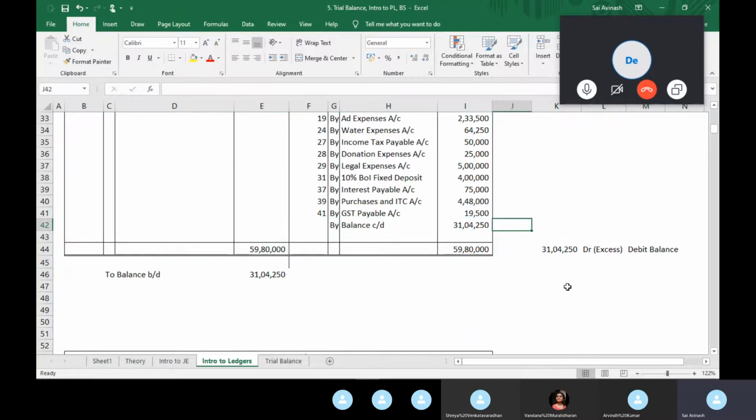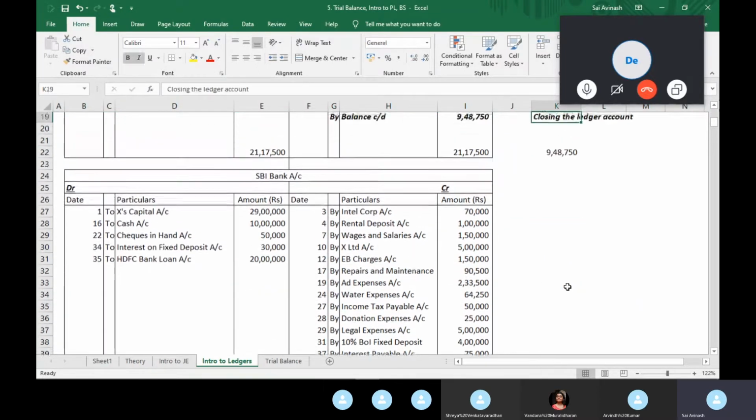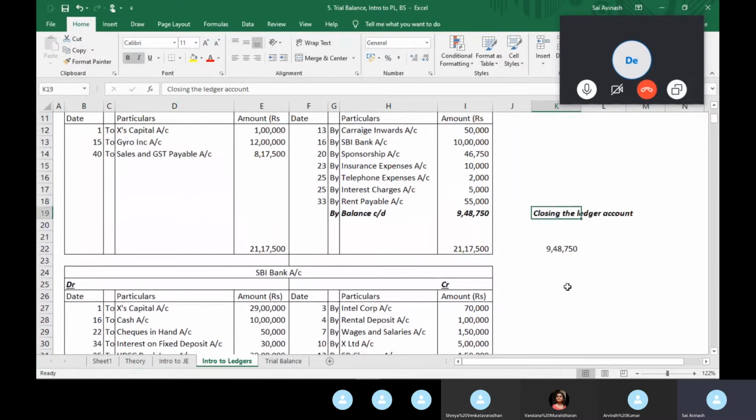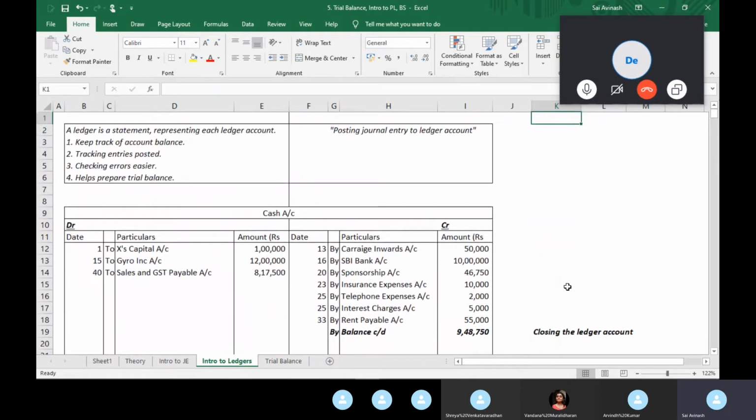So typically we close an account on 2 occasions, okay? So if you have the question, when do we close ledger accounts, right?